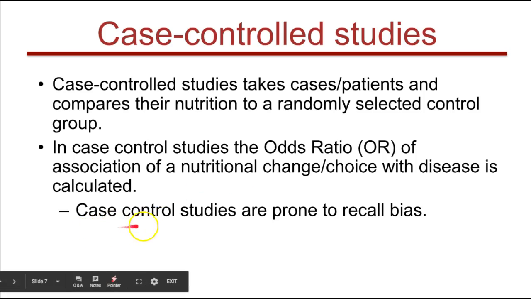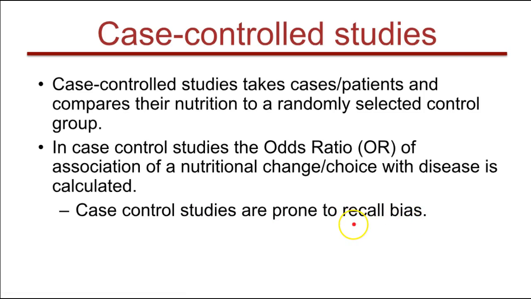Unfortunately, case control studies are a little bit unreliable, particularly because they're prone to recall bias. That is, people with disease tend to recall very clearly if they had an exposure, while people without disease, their memory of the foods that they've eaten in the past tends to be a little more fuzzy.